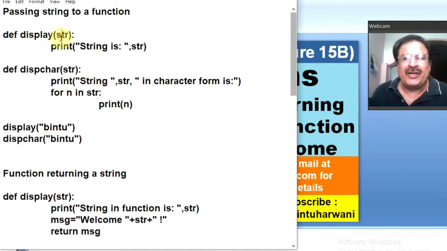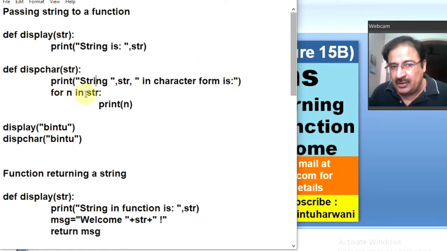What was the previous function doing? It was simply displaying. What is this function doing? It is displaying the string character wise. That is, each character of the string will be displayed on a separate row. Like this, bin2 will be assigned to the str variable. This is the message that you get on the screen.